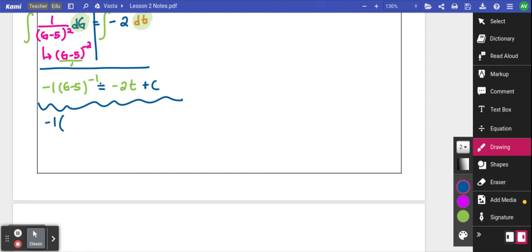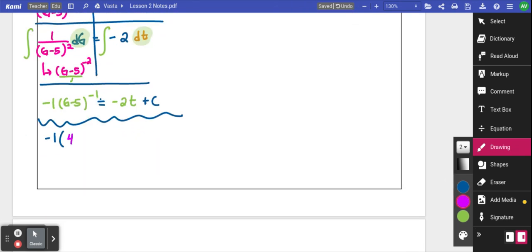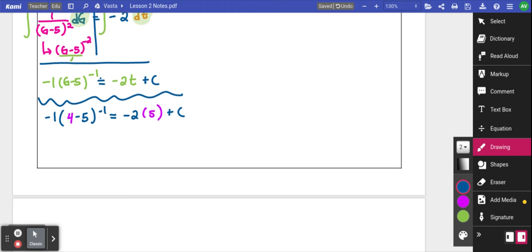When I plug that in, I get negative 1 times (4 minus 5) to the negative 1 power equals negative 2 times 5 plus c. Now 4 minus 5 is negative 1. So I have negative 1 times negative 1 to the negative 1 power. It's a lot of negative 1s. And then negative 10 plus c.